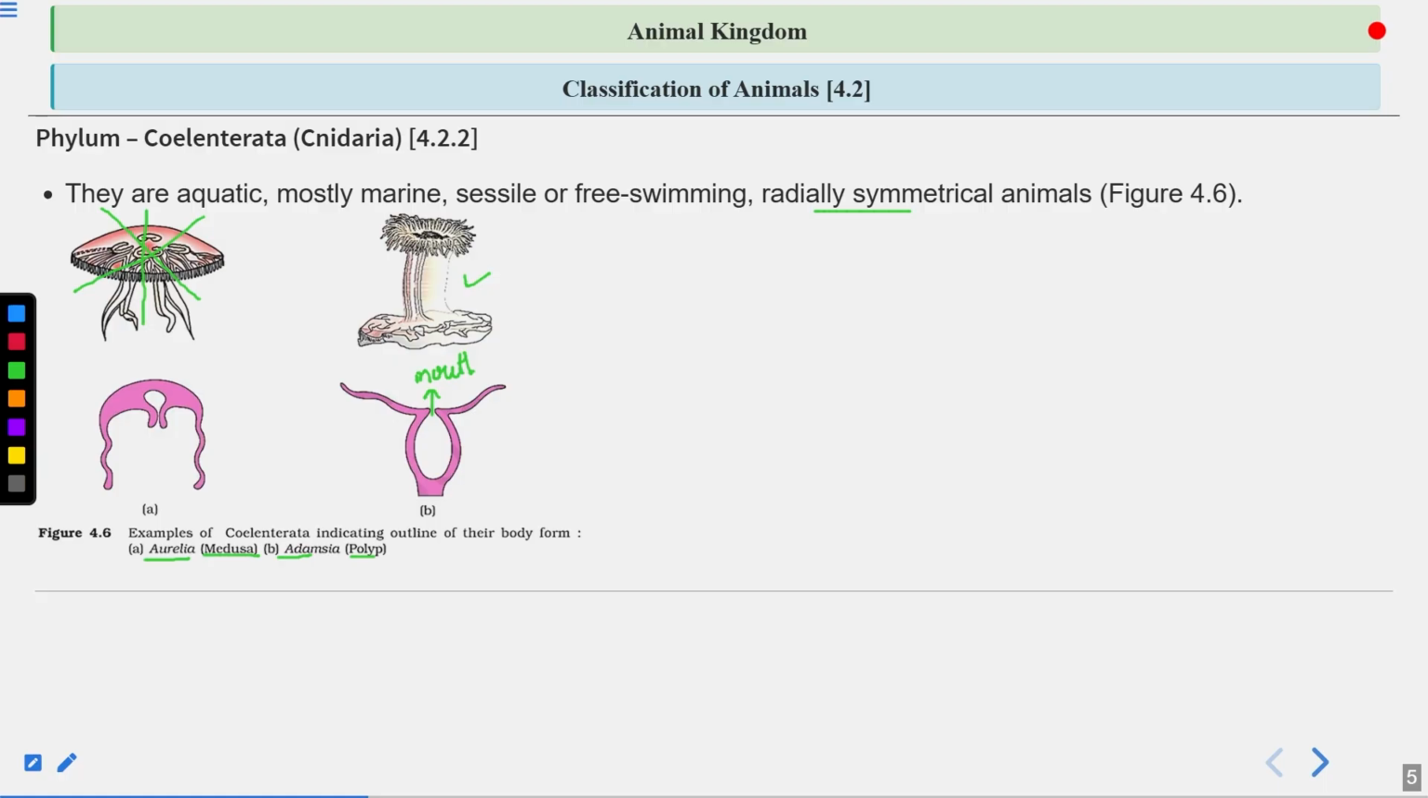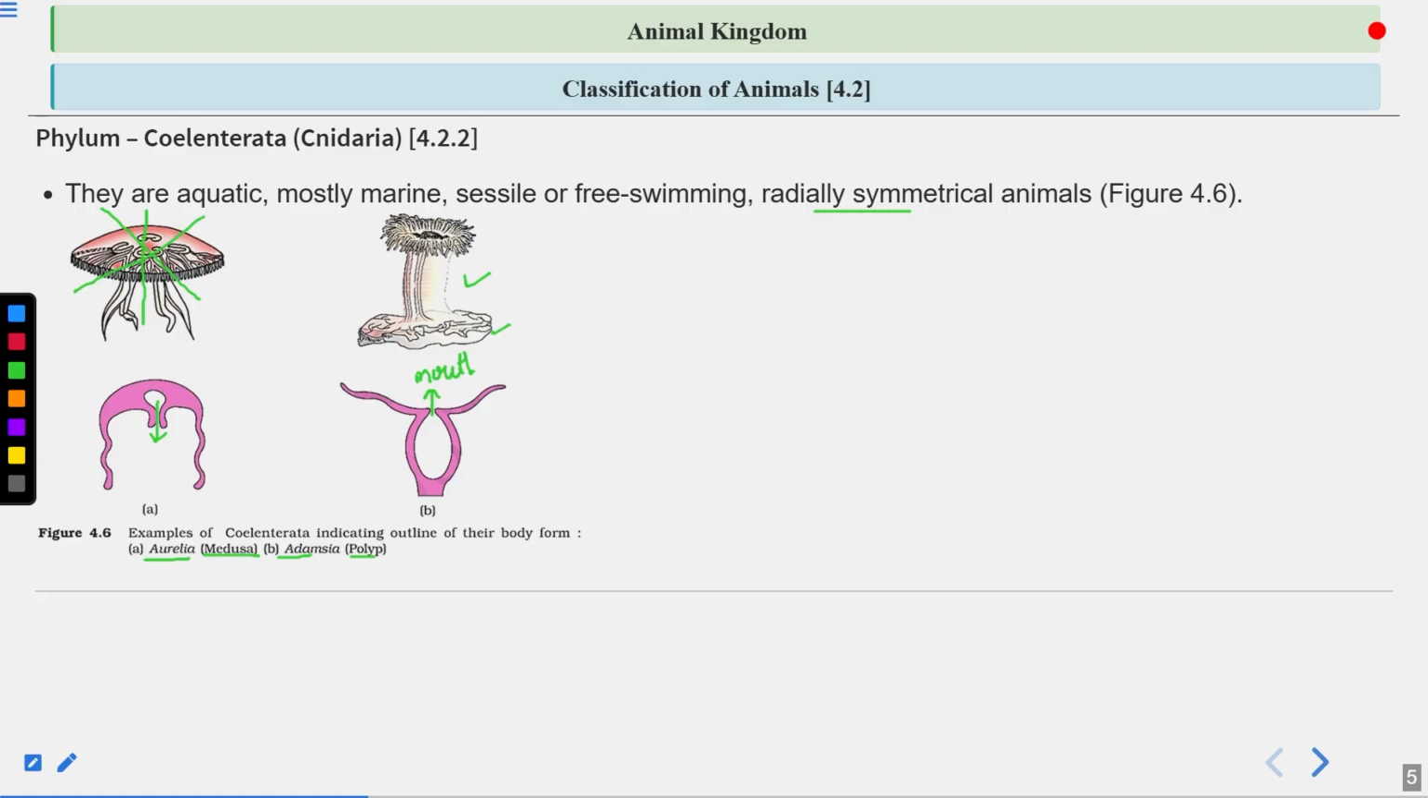Now, see this one, Aurelia. Aurelia is bell shaped. You have seen a bell, no? So it is either a bell shape or an umbrella shape. The polyp is sessile, but this one is free living. And the mouth, you see, is downward. This one, the Medusa stage, is involved in sexual reproduction.